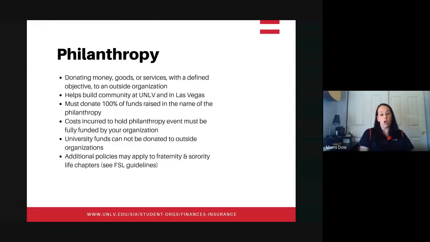Any costs that are incurred to hold that philanthropy should come from the student organization and not the money that the philanthropy is going to. University funds cannot be donated to outside organizations. So that's not a way that departments can support an organization. A university department can't just write a check to an outside organization. And then depending on your organization, additional policies may apply to fraternity and sorority life chapters. So check the FSL website, and check with their UNLV staff advisor to make sure that they're following those guidelines.